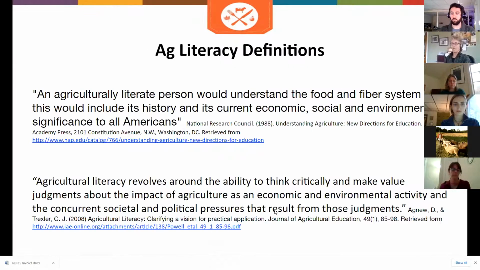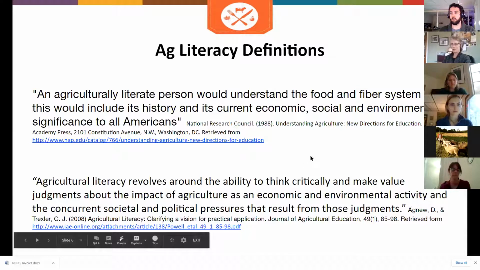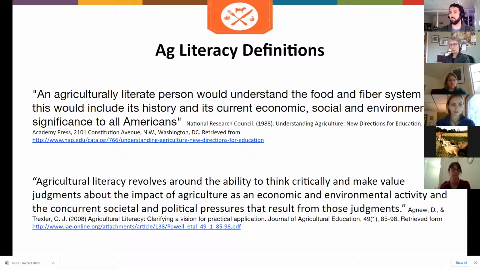All right, and here we go with some of the ag literacy definitions. An agriculturally literate person would understand the food and fiber system, and this would include its history and its current economic, social, and environmental significance to all Americans. Another one, agricultural literacy revolves around the ability to think critically and make value judgments about the impact of agriculture as an economic and environmental activity and the concurrent societal and political pressures that result from those judgments.